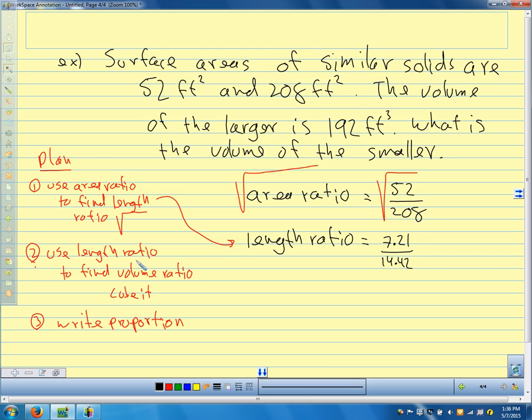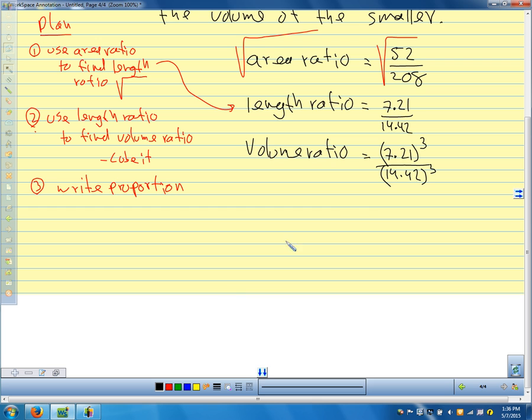Use the length ratio to find the volume ratio, and we decided we were going to cube it. So the volume ratio is 7.21 cubed over 14.42 cubed. Plug that in my calculator, and when I reduce the fraction, the volume ratio turns out to be 1/8. So that's the second step.